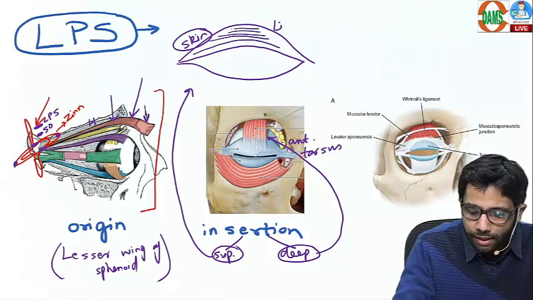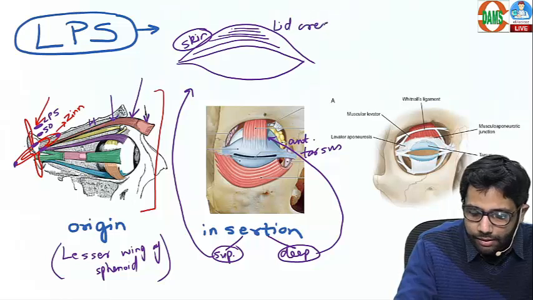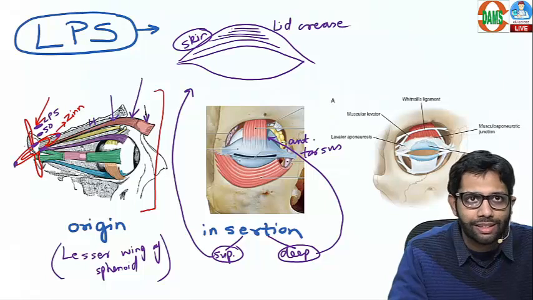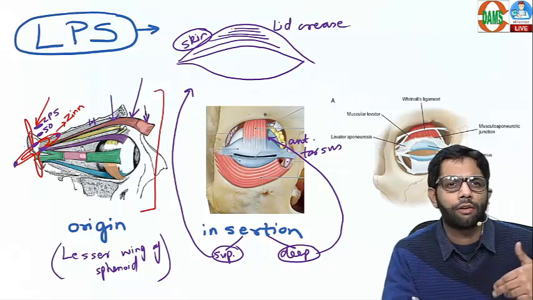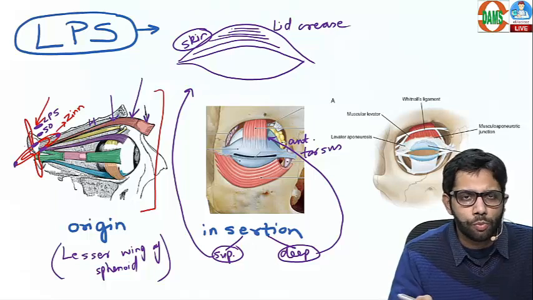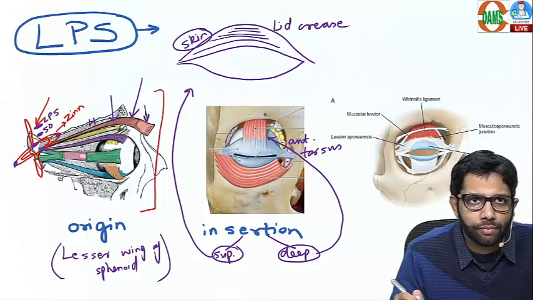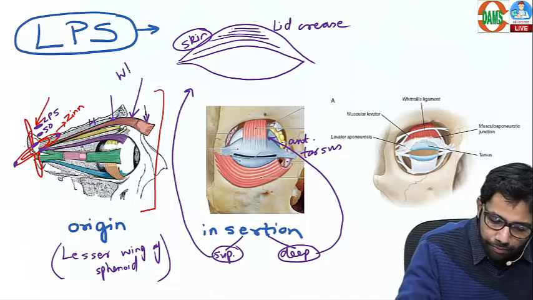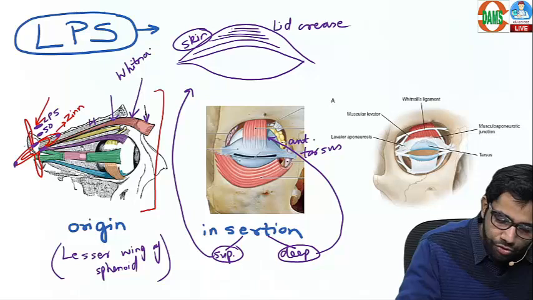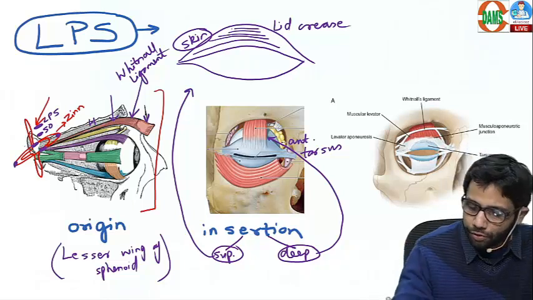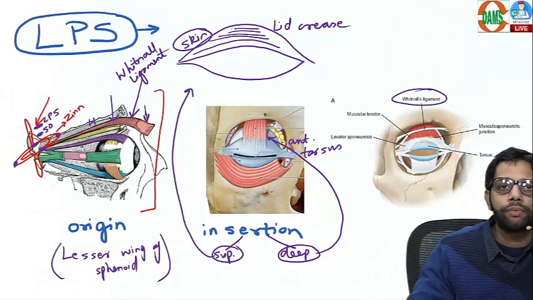What are these lines? These lines are eyelid crease, which is formed by the superficial fibers of LPS inserted into the skin. Some have multiple, some have one line. Depends how many insertions are there. So superficial and deep insertion is like this. And this ligament which I am talking about, the Whitnall's ligament, which separates the horizontal into the vertical LPS, which you can see over here. This is the Whitnall's ligament.